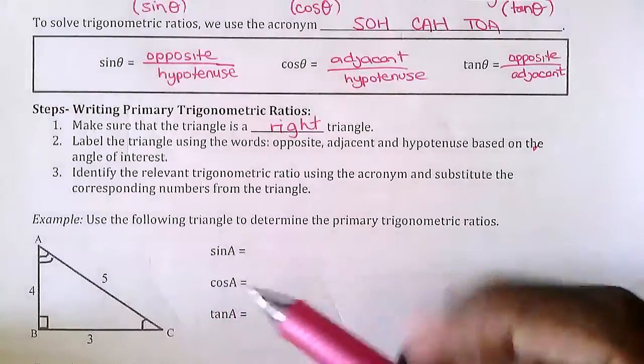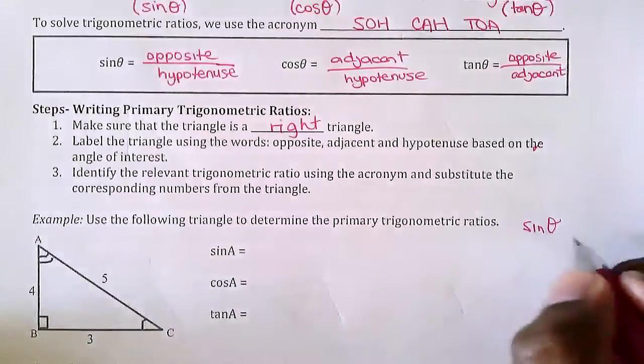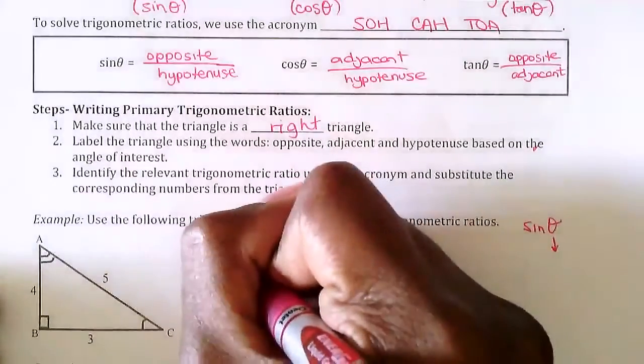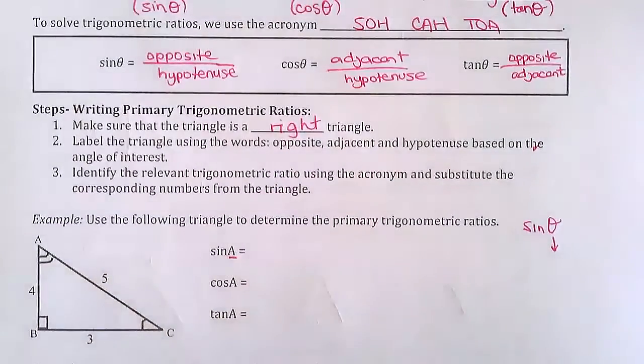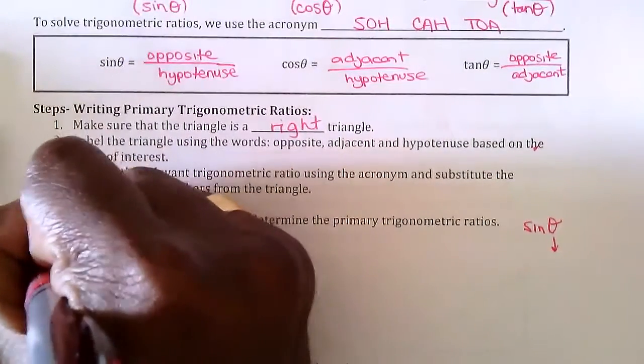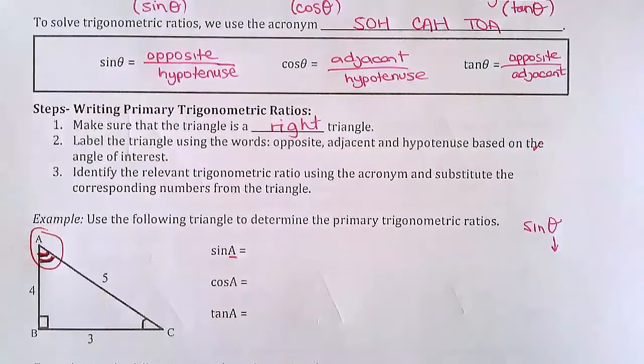So the clue here is usually we see sine theta or cos theta or tan theta. This represents our angle of interest. Here, our angle of interest is A. So I'm just going to take a color. I'm going to take this red. I'm just going to go over this in red to remind me that this is my angle of interest.